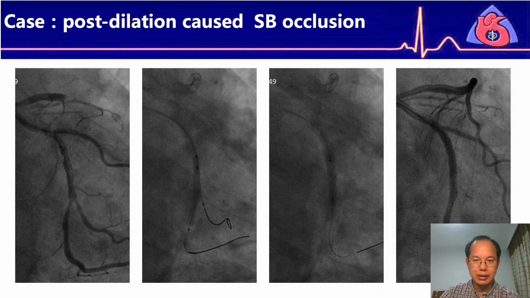Here is a case of side branch occlusion at post-dilation. As you see, the marginal branch is open during the passive protection. However, after post-dilation, the marginal branch was totally occluded.